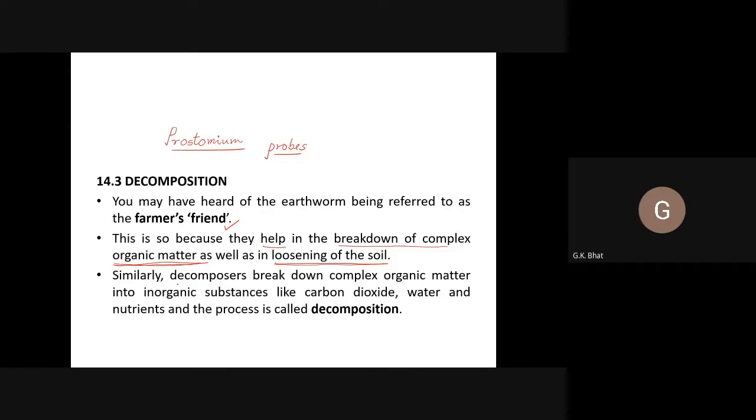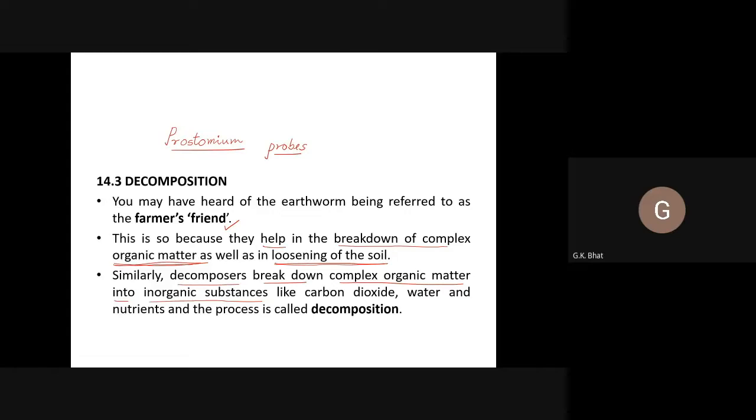Similarly, decomposers break down complex organic matter into inorganic substances. What does this complex organic matter consist of? Where is it present in the body of plants and animals? Come on. What do you call this complex organic matter?